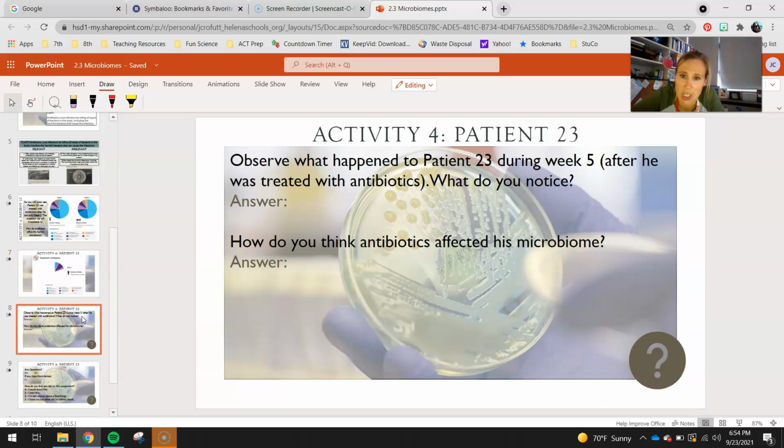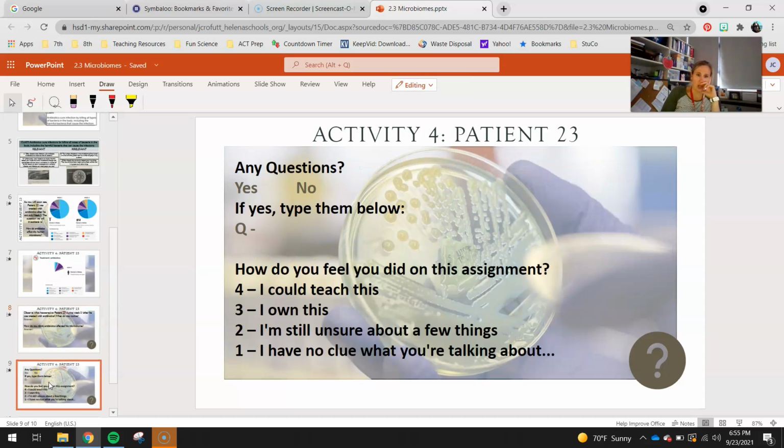Observe what happened to patient 23 during week 5 after he was treated with antibiotics. What did you notice? You'll answer that question right there. And how do you think antibiotics affected his microbiome? Answer that right there. And then, moving on, do you have any questions? Circle yes or no. If yes, type them below.